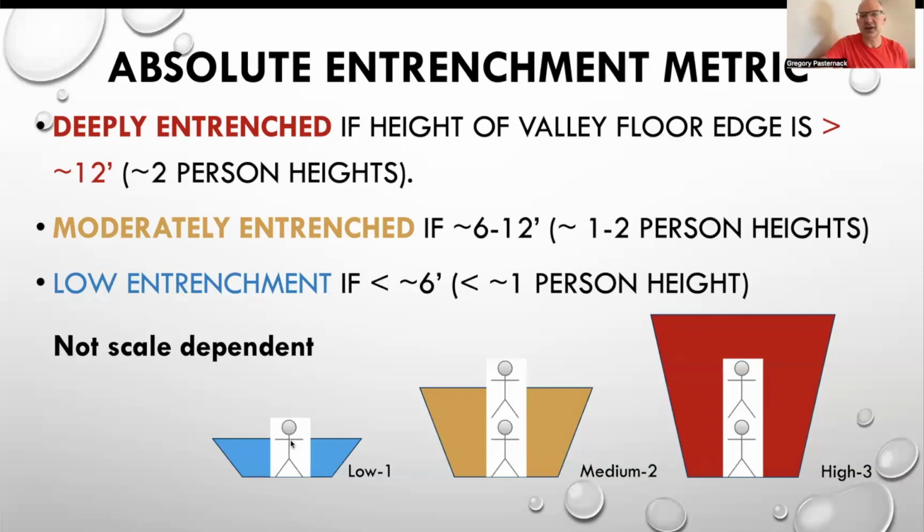If they're standing in the channel and the valley floor is lower than the top of your head, we're going to call that low entrenchment. So if it's less than 6 feet tall, about one person height, recognizing that 6 feet is on the high side. Roughly, if it's less than one person tall, that's very practical for people to do. It's low entrenchment. If it's between 1 to 2 people tall, it's moderately entrenched. And if it is more than 2 people tall, then it's deeply entrenched.